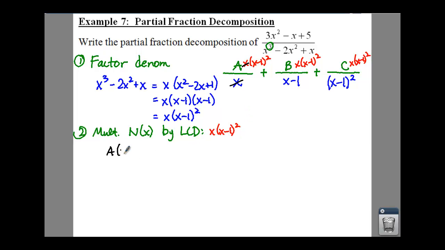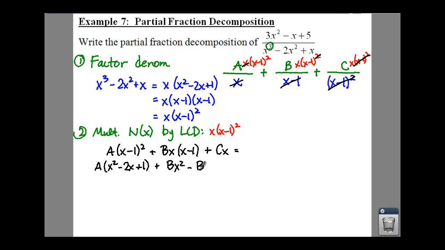So that's going to give us an A times (x minus 1) squared, plus in your second fraction, your (x minus 1) on the bottom is going to cancel with one of these. So you're going to have a B times (x minus 1). And then both your (x minus 1)'s cancel out, so you're going to have just a Cx. So next, you're just going to have to simplify and go ahead and multiply out. Now A times (x minus 1) squared becomes A times (x squared minus 2x plus 1). Over here you're going to have Bx squared minus Bx, and you still have just your Cx.